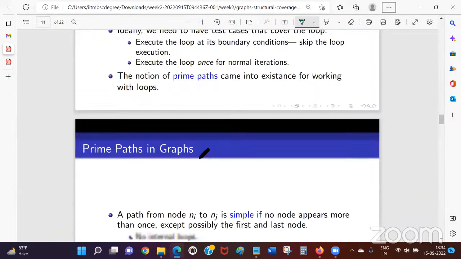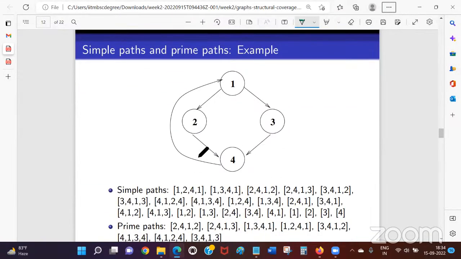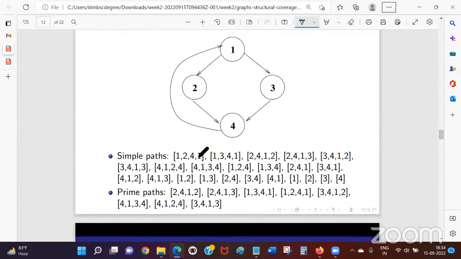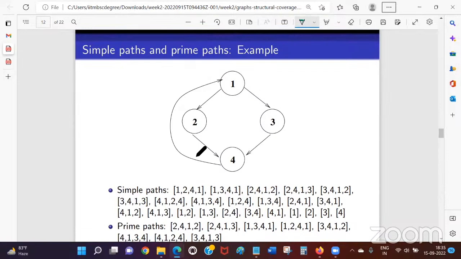Okay. So this is the first example which is considered for prime path coverage. I want to start with that. Before that, just 1 minute, give me a minute.